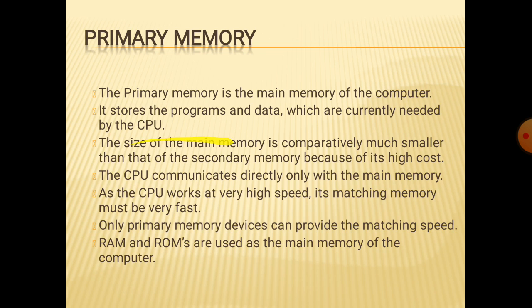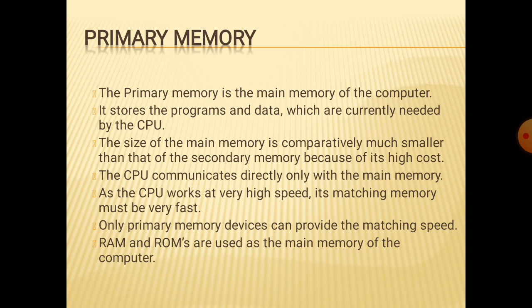The size of the main memory is comparatively smaller than your secondary memory. The capacity of storing content is less in main memory compared with secondary memory because of its high cost. If you are purchasing a pen drive of 32 GB or 64 GB, hardly you pay 500 or 1000 rupees. Whereas if you want to purchase a RAM of 2 GB or 4 GB, you have to pay more than 5000.